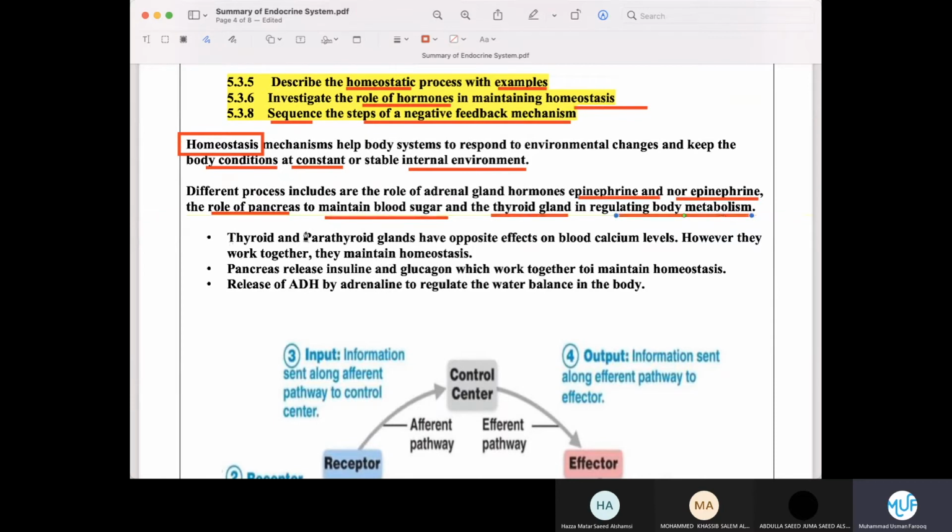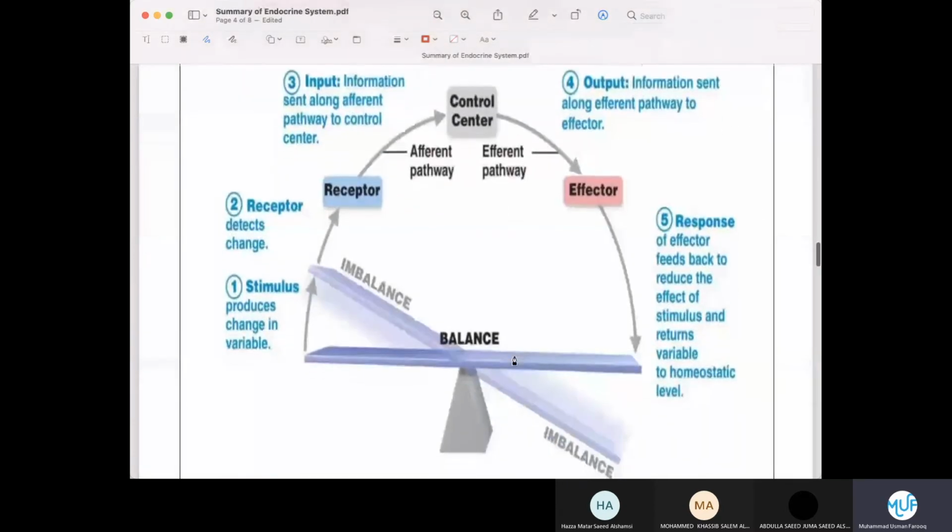There are more examples of how the thyroid controls. Thyroid and parathyroid control the blood calcium level. That's why they work opposite to control your blood calcium. The pancreas releases insulin and glucagon, which work together to maintain homeostasis. And ADH is released under the control of the hypothalamus to maintain your water balance. So remember this one also, how it maintains your water balance.